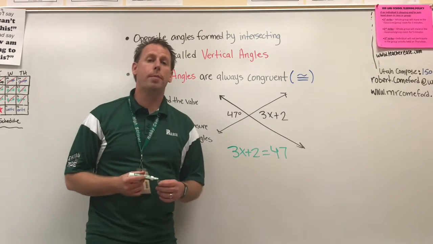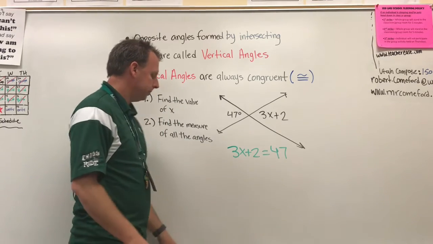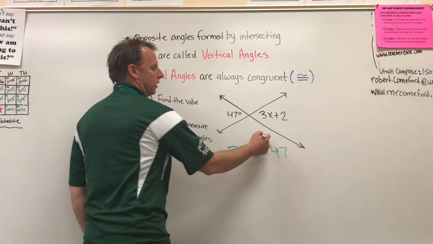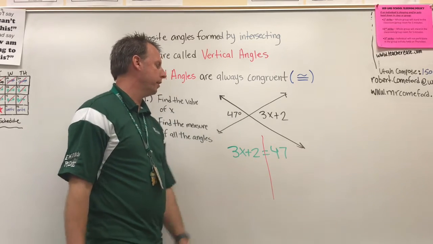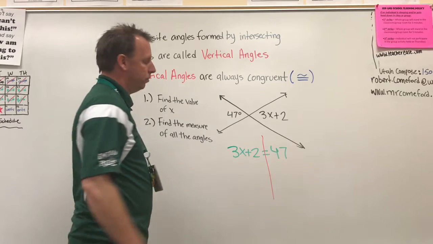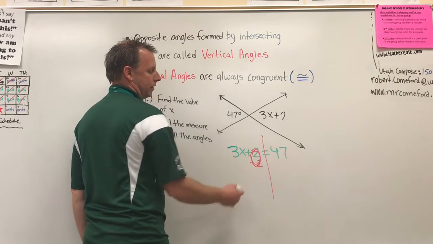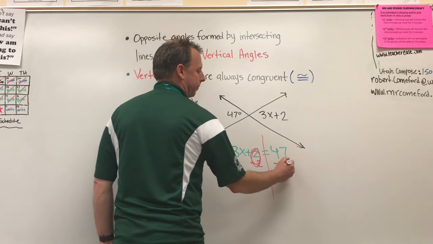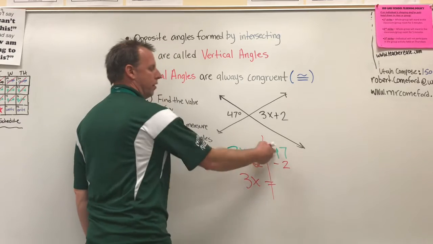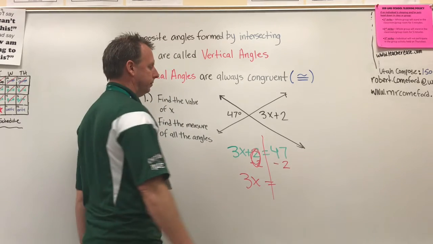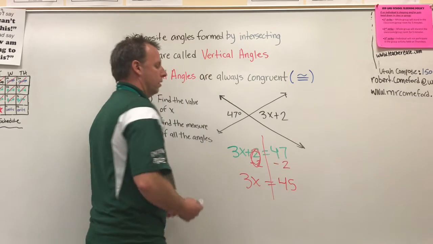Then I got a little two-step equation to solve. Good thing we practiced that last week, right? So here we go. Here's my sides. Remember, I'm trying to get x on one side, numbers on the other. That means this plus 2, gotta go. Subtract 2, that's gone. Whatever you do to one side, you gotta do to the other. I'm left with 3x equals 47 minus 2, 45.